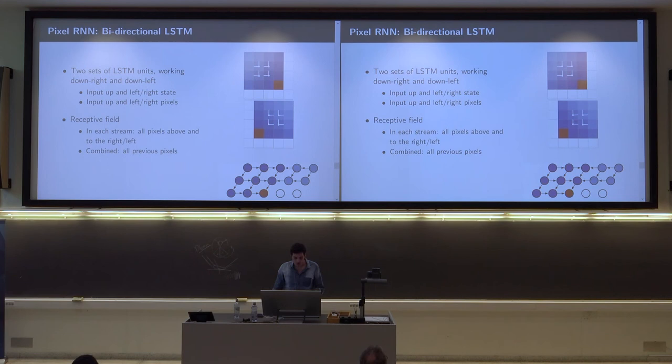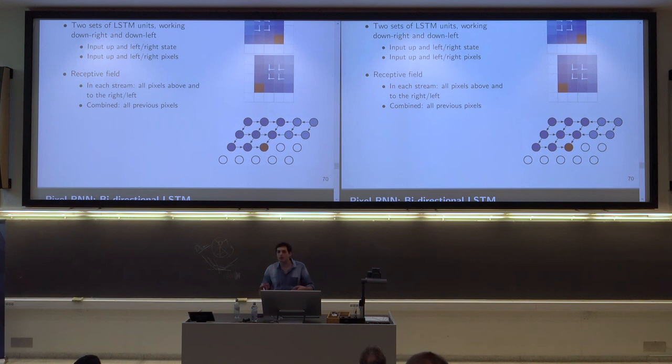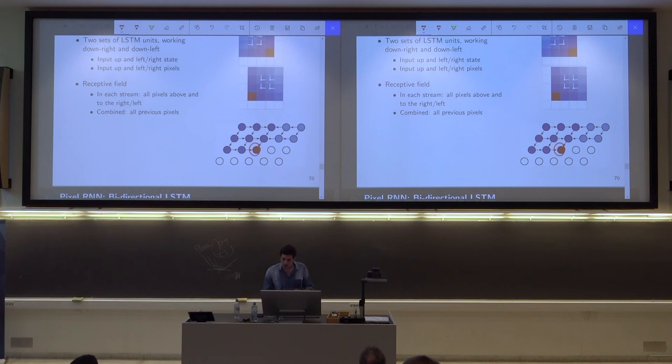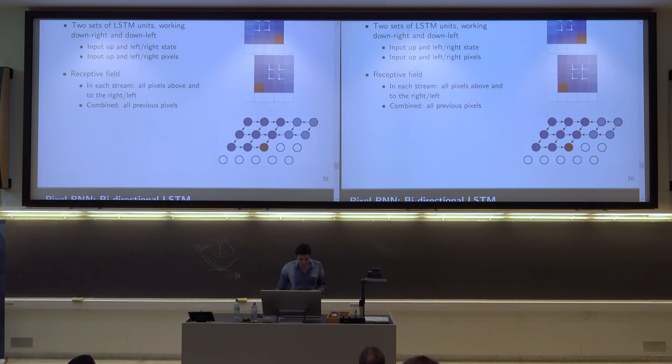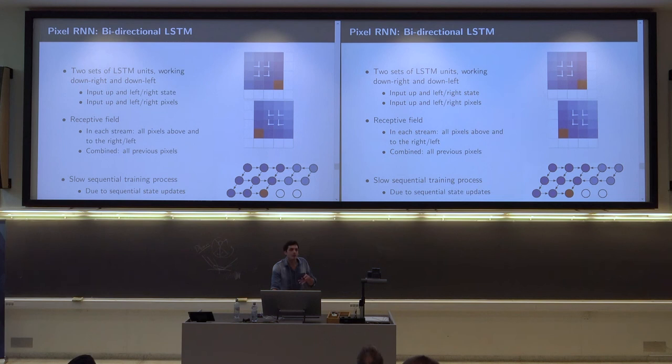So you have two streams, two LSTMs working in parallel, and you combine them so that when looking at a pixel here, you only take information from the pixels you're allowed to take information from. So this is actually also slow at training time. I said it's necessarily going to be slow at sample time, but this is even slow at training time because I'm looking at my pixels one after the other. So that's slow. Works well, but it requires some time.